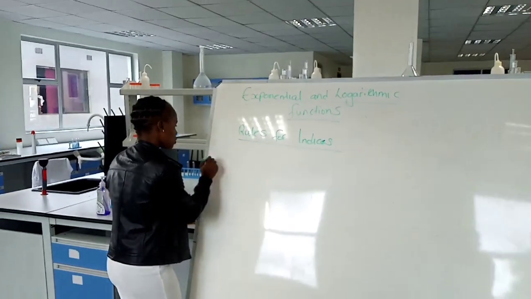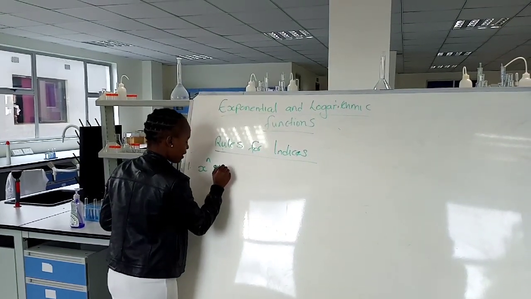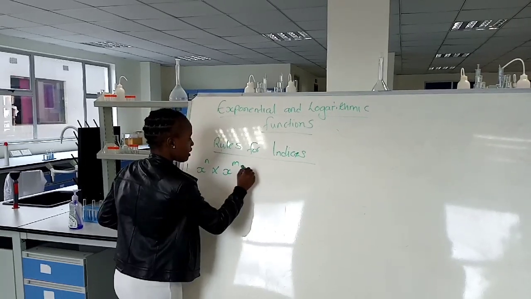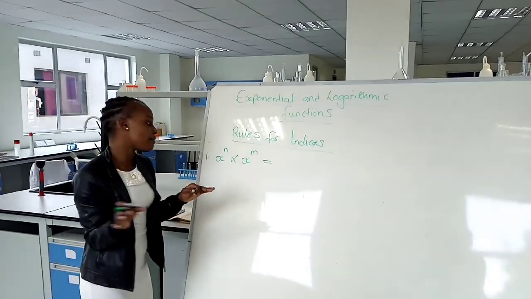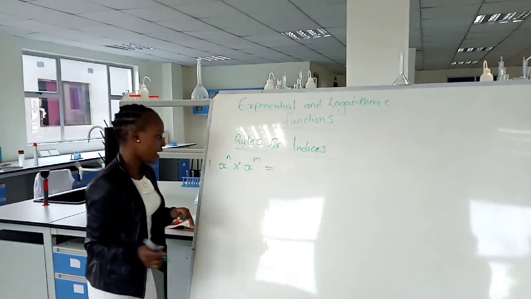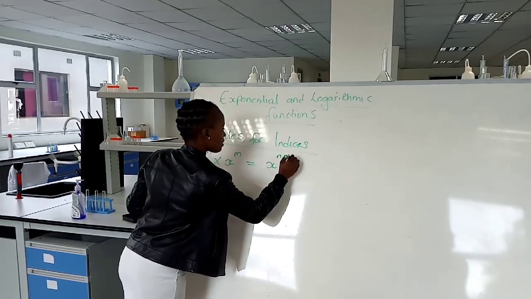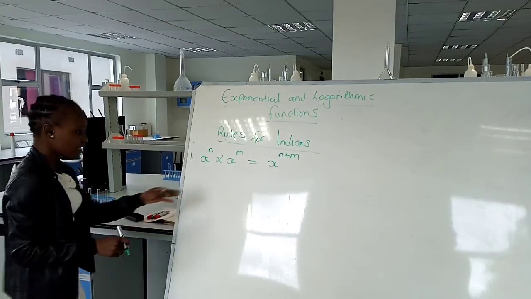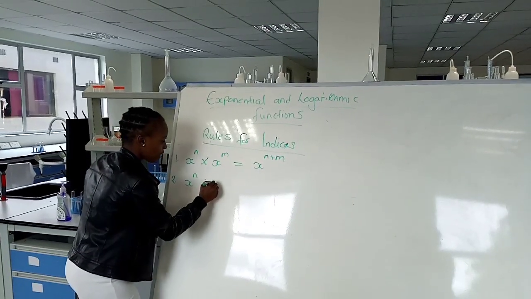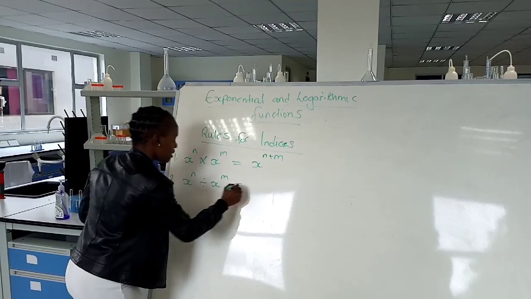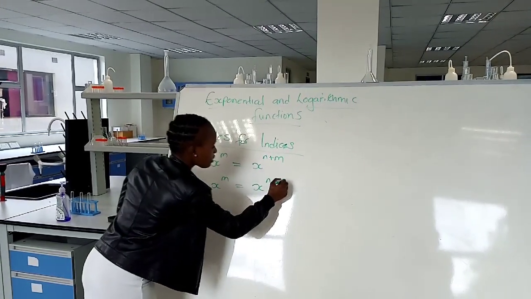So the first one that we have is x to the power n multiplied by x to the power m. This only tells us that if our base is the same, then we're supposed to add the exponents, which is going to be x to the power n plus m. So what if we are dividing? If we have x to the power n divided by x to the power m, this simply implies that this is going to be x to the power n minus m.